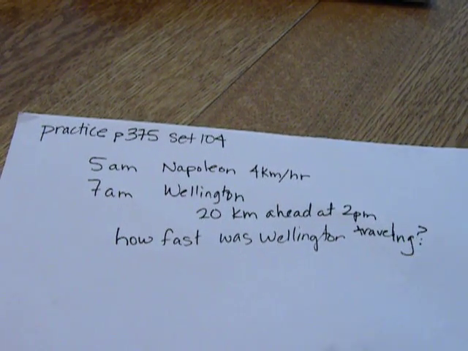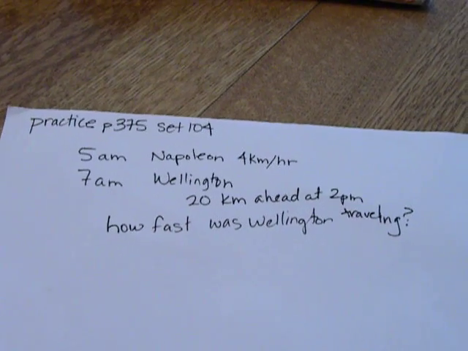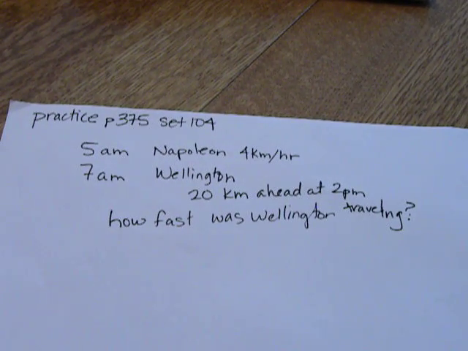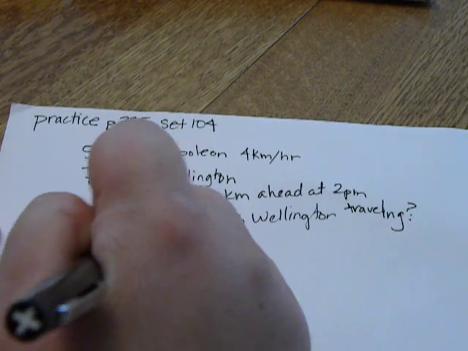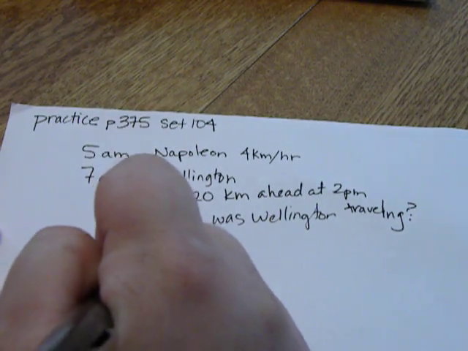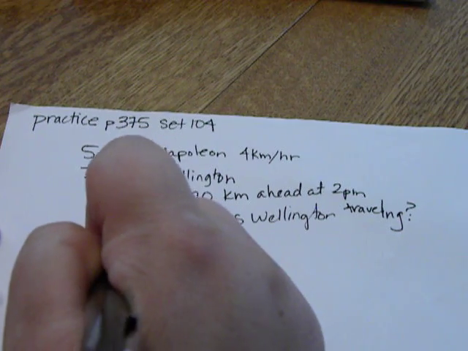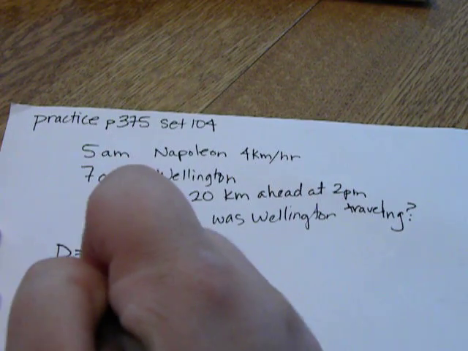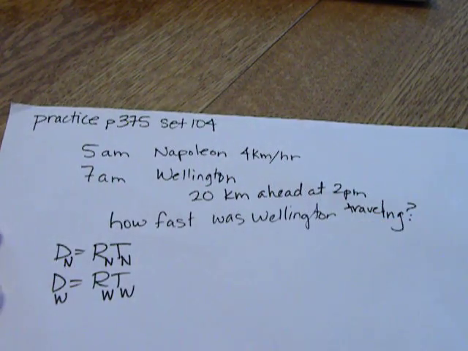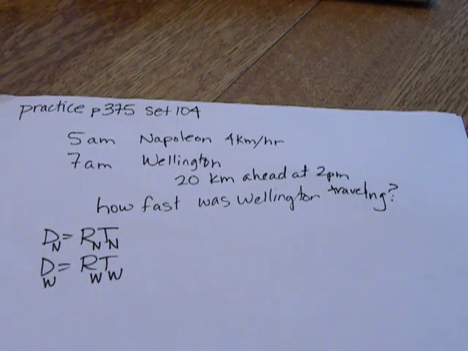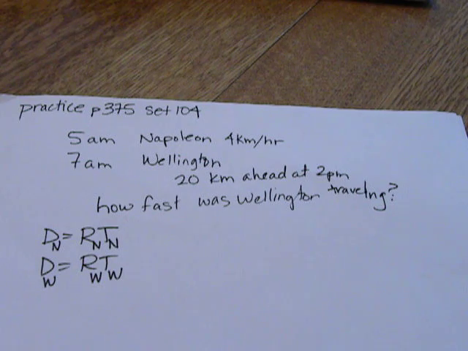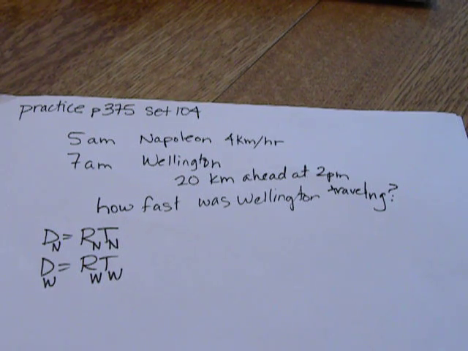Okay, so there's our problem. We need to set up our distance, rate, time. We know we have Napoleon and Wellington, so distance equals rate times time for Napoleon, and distance equals rate times time for Wellington. Now let's figure out what information the problem is giving us. First of all, I'm looking at the times.